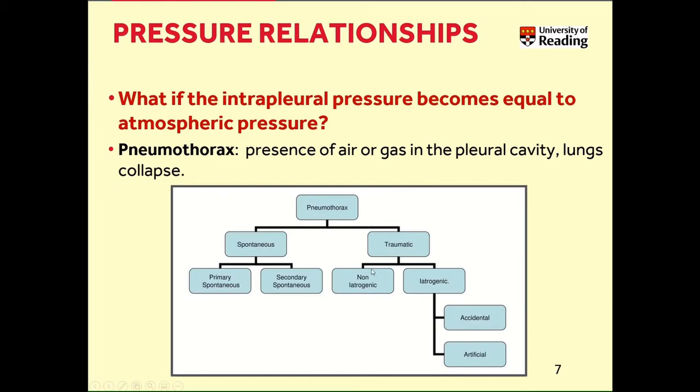It can be non-iatrogenic, as I said, because of an accidental trauma, or iatrogenic, due, for example, to an interventional procedure such as lung biopsy or tracheostomy. You don't have to remember all the details, but you should know that pneumothorax can be of different origins.